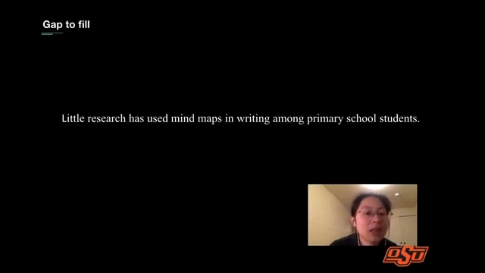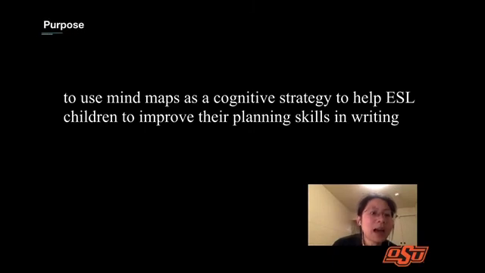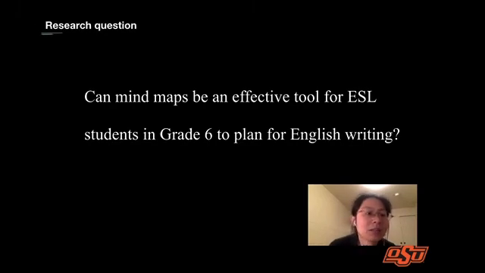After I've read all these literature reviews, I find that little research has used mind maps in writing among primary school students. So that's why I want to use mind maps as a cognitive strategy to help ESL children to improve their planning skills in writing. And I come to my research question. Can mind maps be a really useful or effective tool for ESL students in grade 6 to plan for their English writing? Let's see what will happen in my research.